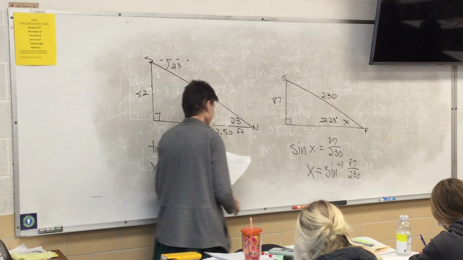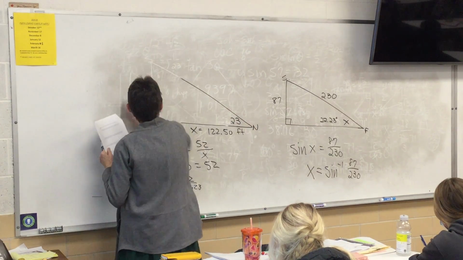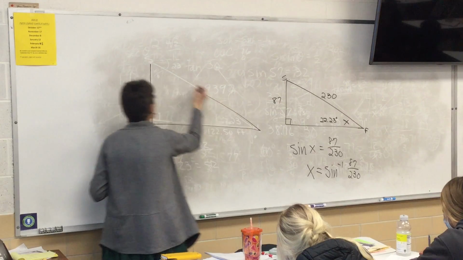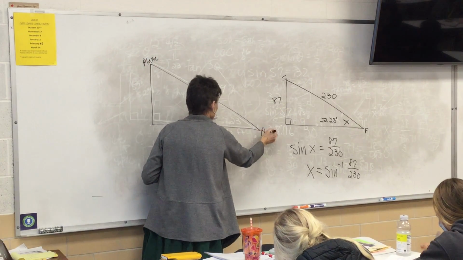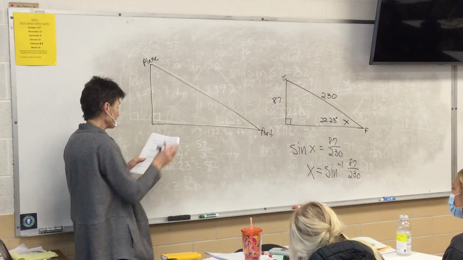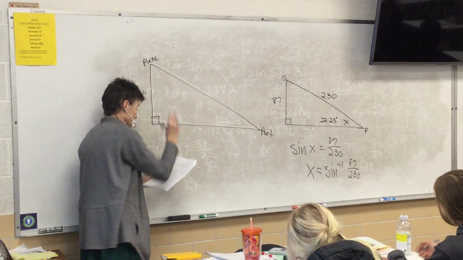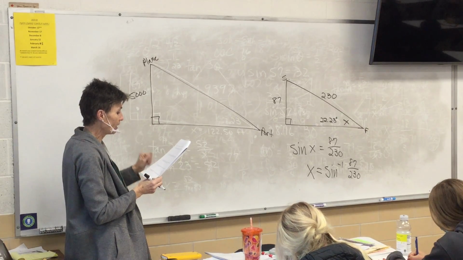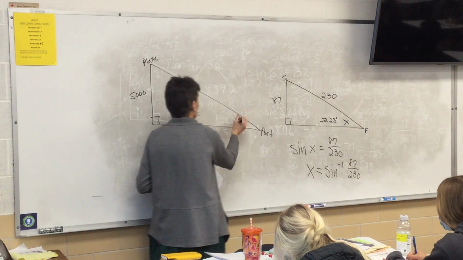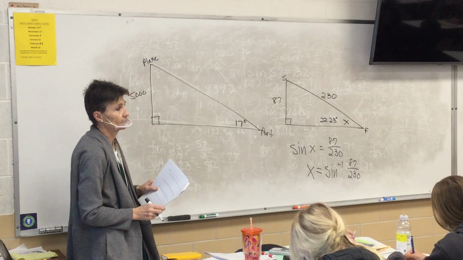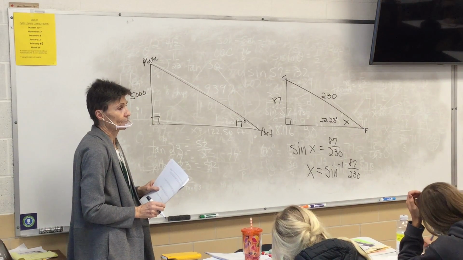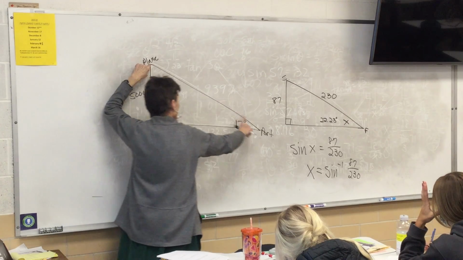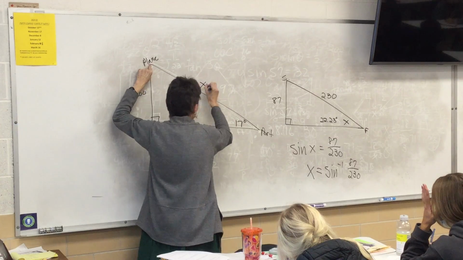C. How far is an airplane from the airport? Okay. So here's the airplane. Here's the airport. He is currently 5,000 feet above the ground. Does that make sense to you? 5,000 goes there? And his angle of depression is 17 degrees. Here is the airplane. Here is the airport. That's how far he has to fly.